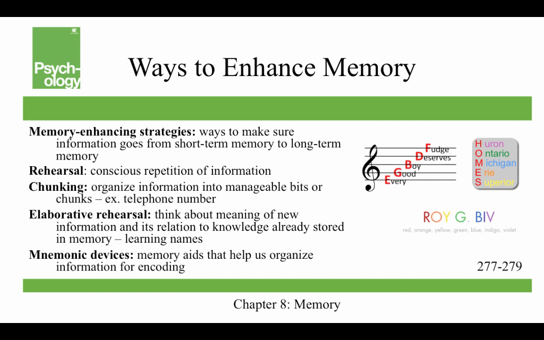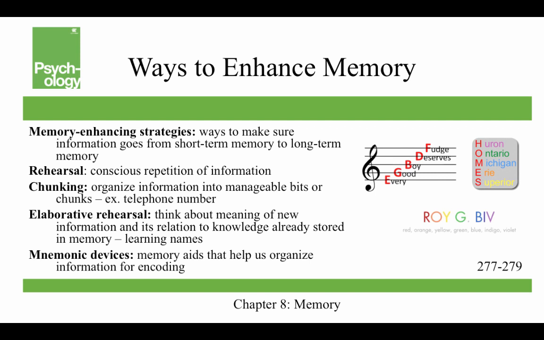Elaborative rehearsal is thinking about the meaning of new information and its relation to knowledge already stored in memory. So you can use this for learning names. My last name is Hatala. And so you might picture me with a hat on my head, Hatala. And then even if you can't remember Hatala, you could greet me with, hey, Hat Man. And then I would think we were great friends because you're calling me Hat Man, even though you can't remember my name. So picture me with a hat on.